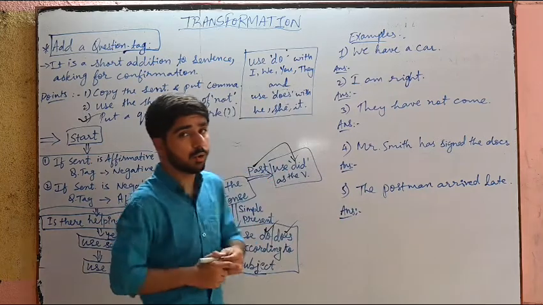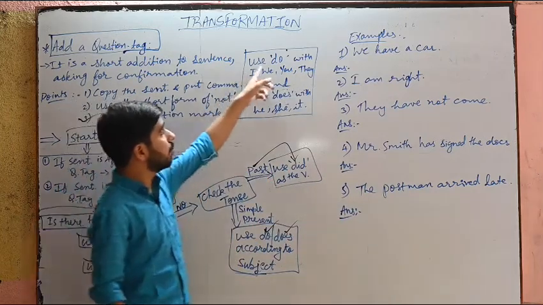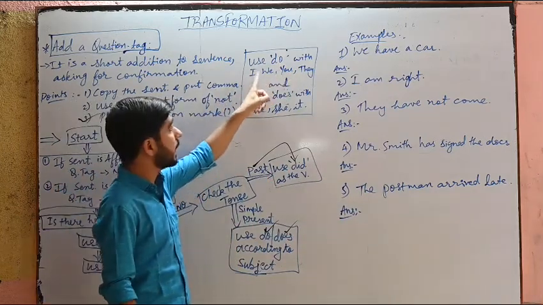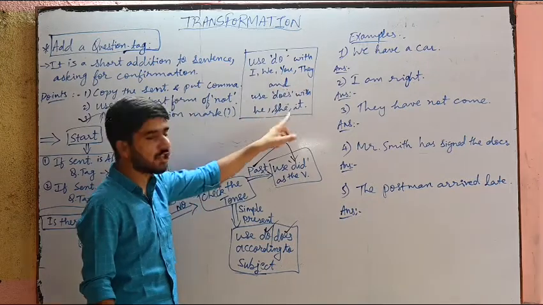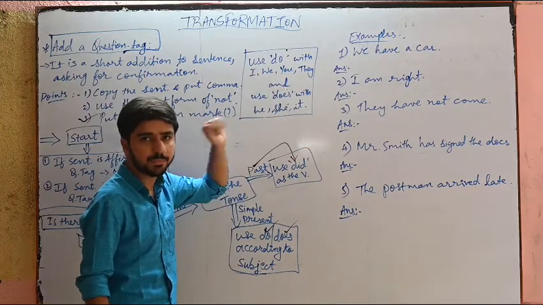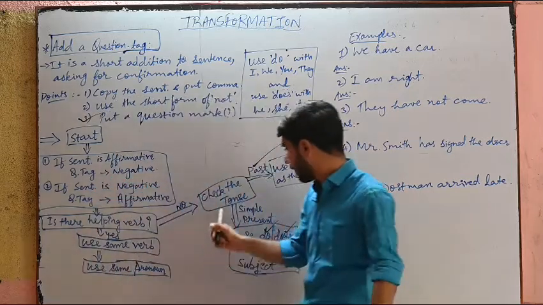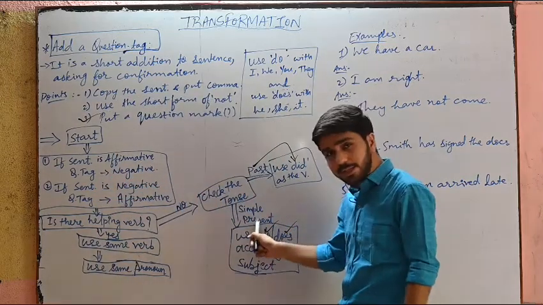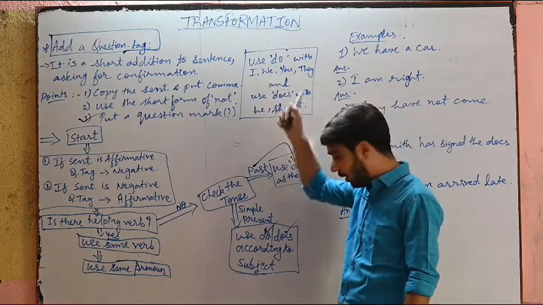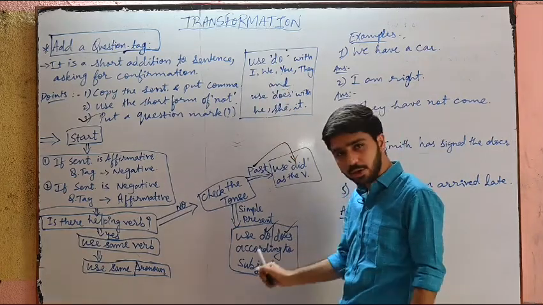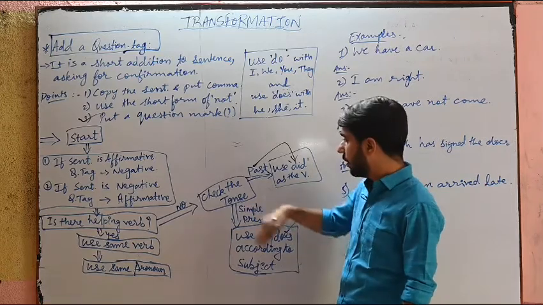Now see how to use do or does. I already wrote a note, as you can see over here. We use do with I, we, you, and they, and we use does with he, she, it, the third person, right? So here I've written the same thing. If it is present tense, use do or does according to the subject, depending on the pronoun. Now let's move ahead.